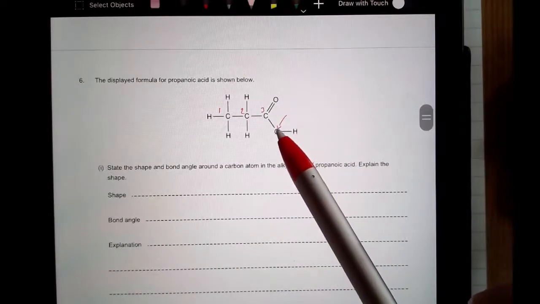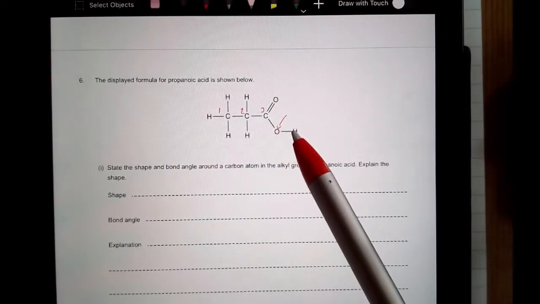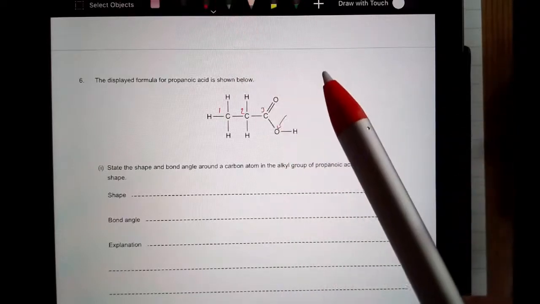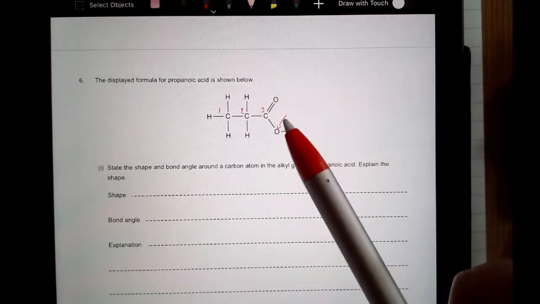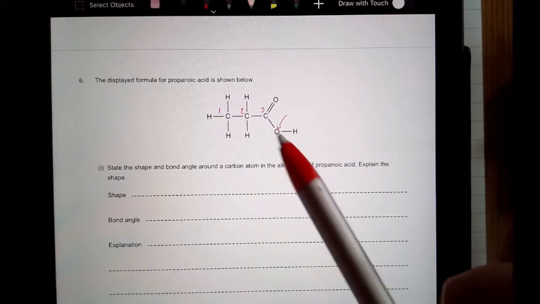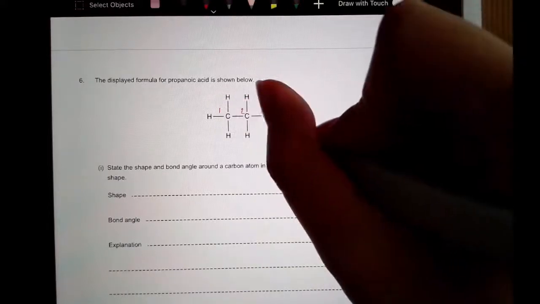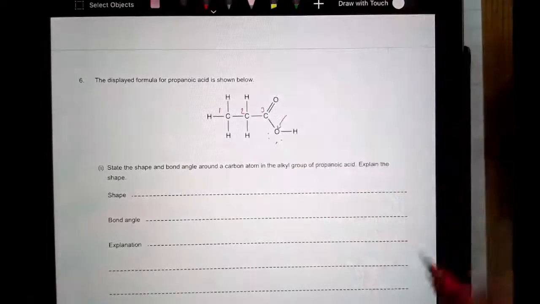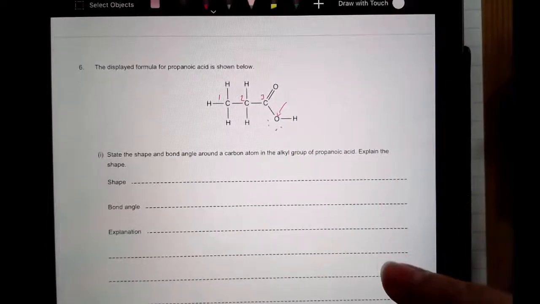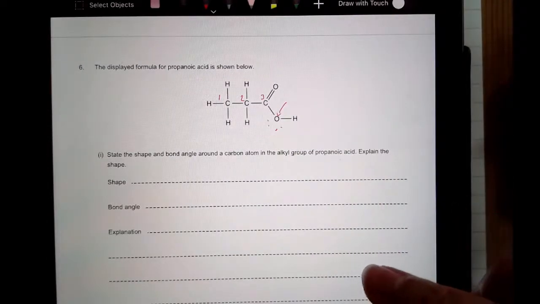Suggest a value for the COH bond angle in propanoic acid. So there's your oxygen. Okay, you can see that there are 2 bonds surrounding oxygen, but I know that oxygen's in group 6. It's got 6 electrons in its outer shell. Only 2 of them are being shown at the moment, which means it must have another 4 electrons present as lone pairs. 2 bond pairs, 2 lone pairs. The shape is non-linear.